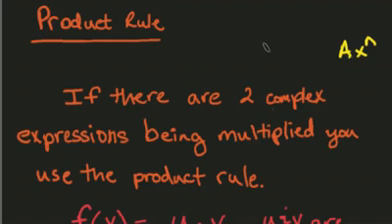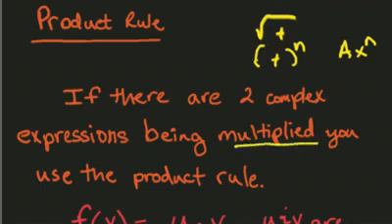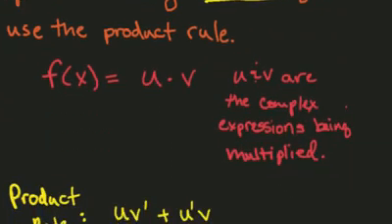Or if it's the chain rule, you've got something raised to a power under a radical, but there's multiple terms underneath. That's the chain rule. Well, what happens when you've got two complex expressions being multiplied? Well, in that case, you use the product rule.